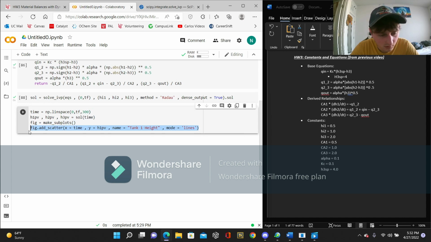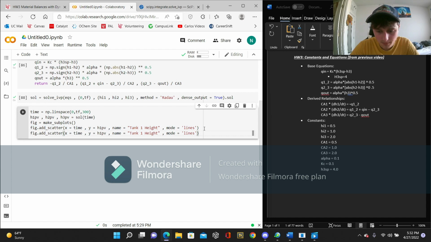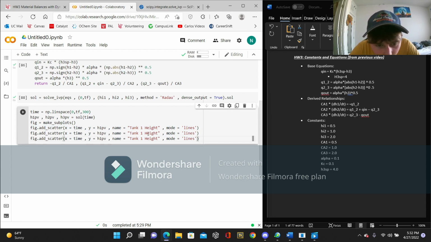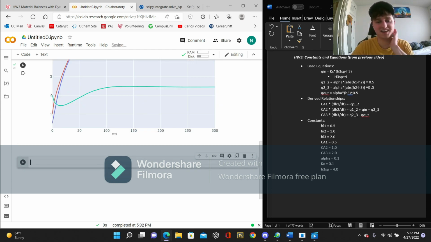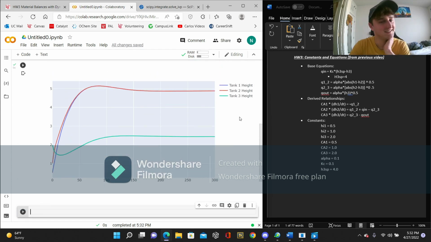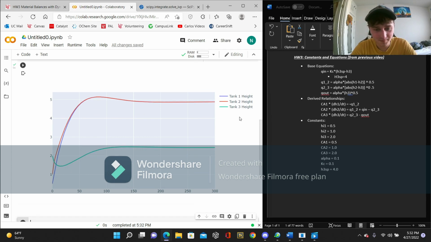Now we can just copy this, and all we have to do is change a couple of values. Tank 3, not H1 PV, H2 PV. Nope, H1 PV, H2 PV, H3 PV, and cross our fingers, and we got it. Took a while, but I finally got it first try.